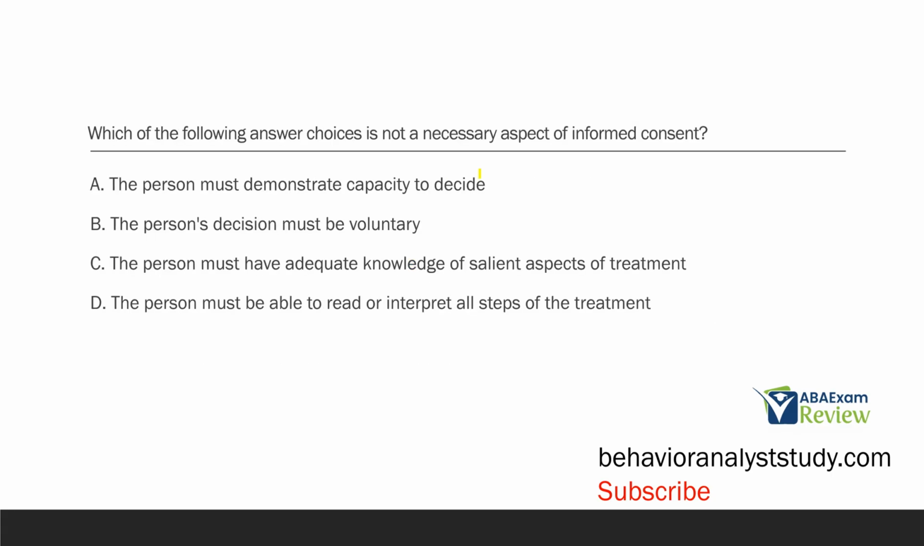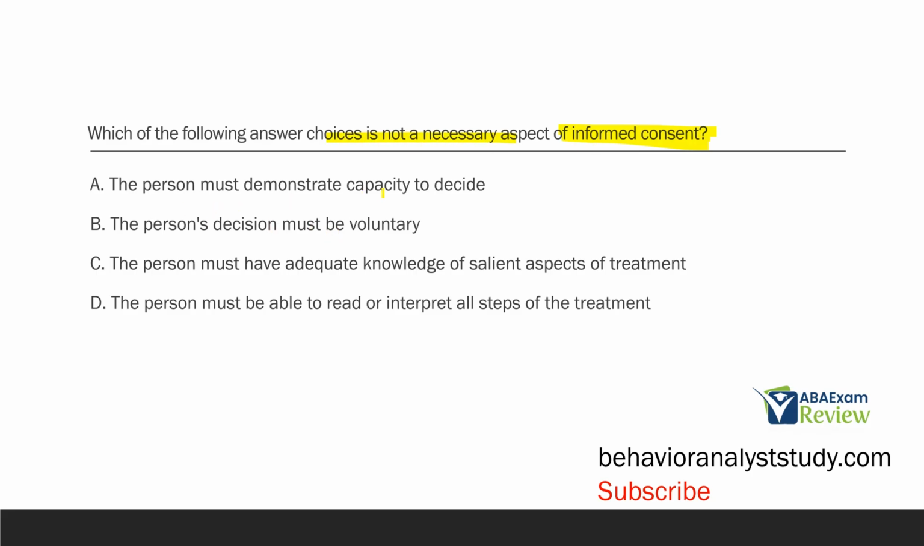Which of the following answer choices is not a necessary aspect of informed consent? This came up the other day, so I thought I would re-approach this topic. When we do informed consent, these are things like intervention changes and starting treatments, or if you're doing research, you're going to need informed consent from your participants. And there are certain aspects that are necessary for someone to give informed consent. This question wants to know what is not necessary.